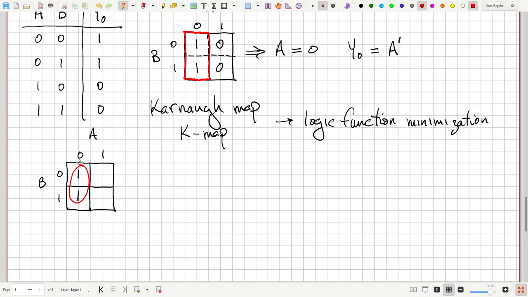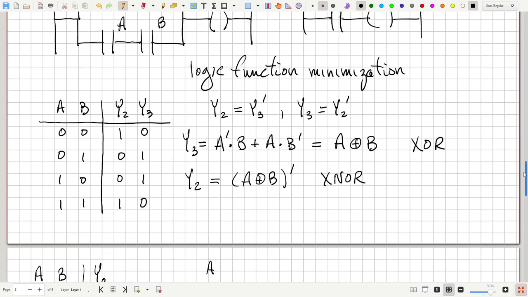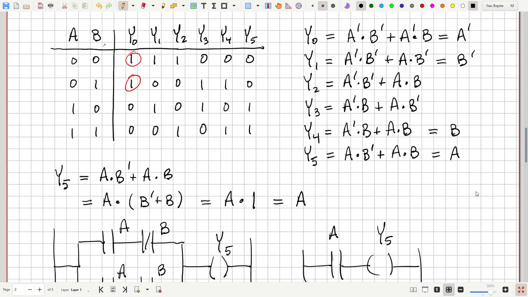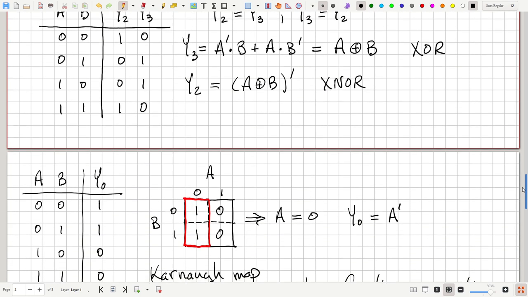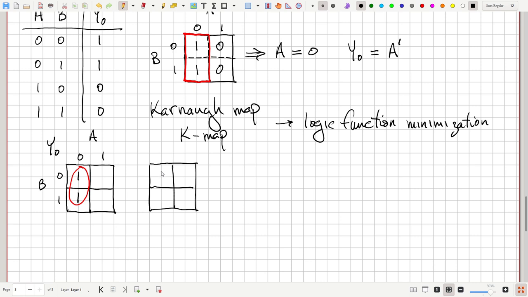And that's A is equal to 0. That means this is the case where we have y0 is equal to not A. Then the next column, the y1 column, there we have 1, 0, 1, 0. That looks like this: 1, 0, 1, 0. Okay, these are the A values and the B values.